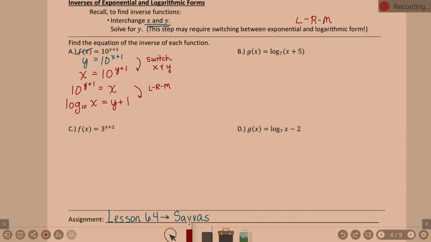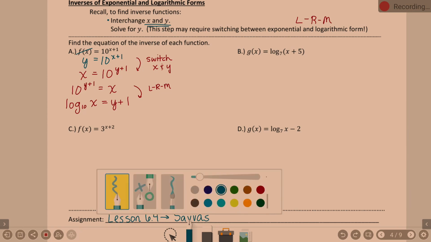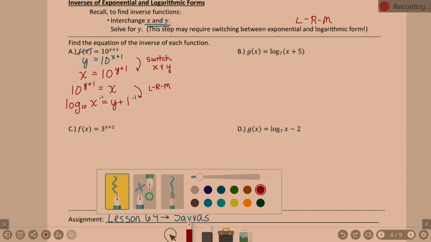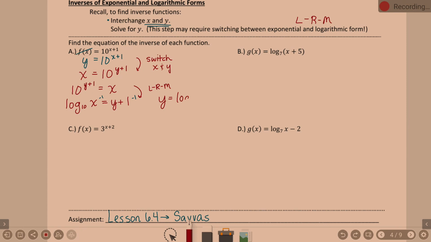How do I solve for y? It's y plus 1. We're going to subtract 1. And when we solve that, what are we going to have? Log base 10 of x minus 1. I can't add or subtract from a log. It's just not an option. So right there we made it y equals. You could possibly leave your answer like that.